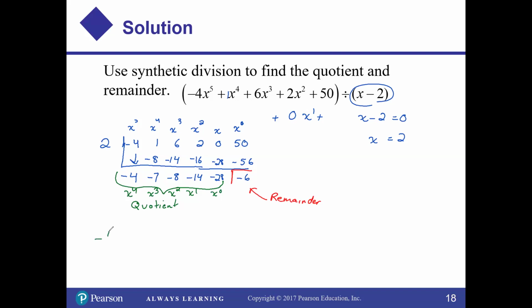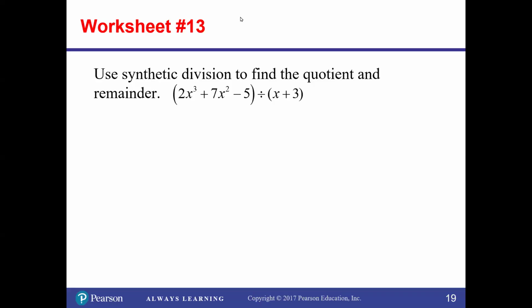So my quotient would be negative 4x to the fourth minus 7x to the third minus 8x squared minus 14x minus 2. And then we have a remainder of 6, or negative 6. So like I said, this is just another way to divide that a lot of times people find a little quicker and easier to do with synthetic division. So for the next couple problems, 13, 14, 15, I'll just try to do that by synthetic division again.